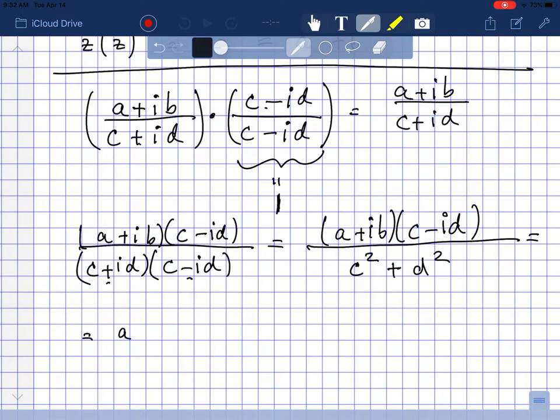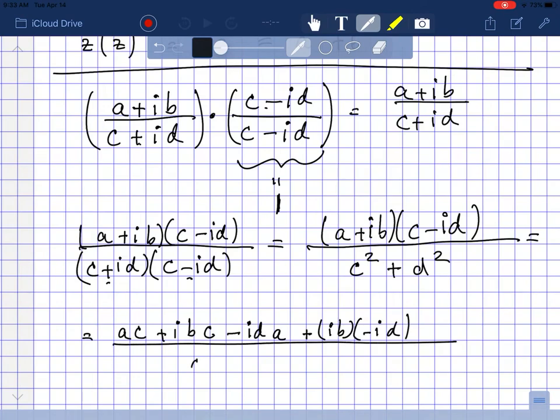So we get a times c plus I times b times c minus I times d times a plus I times b times minus I times d, all divided by c squared plus d squared.